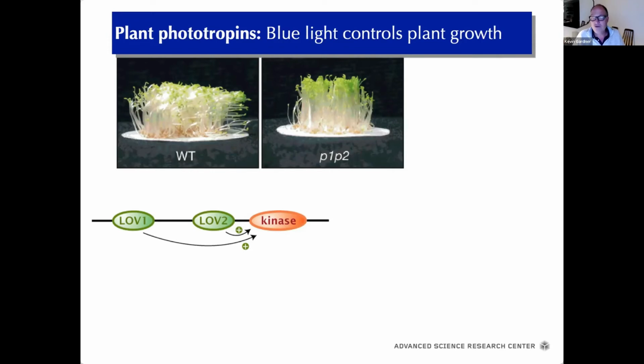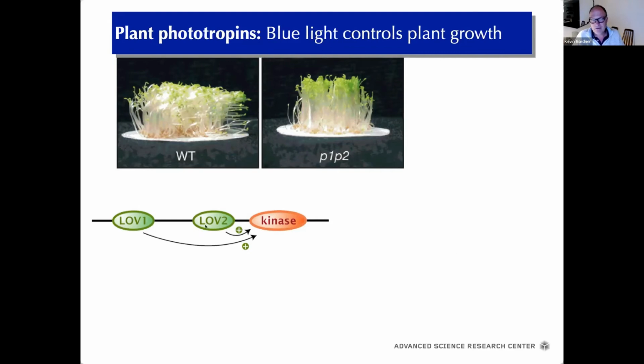This is phototropism. People have known about this for literally thousands of years. Hey, plants like growing towards the light. And it turns out to be blue light. And it turns out that when you get molecular on it, there's a kind of an enzyme, a kinase, and then two photosensory domains that we call LOV domains for light, oxygen, voltage, the things that trigger them.